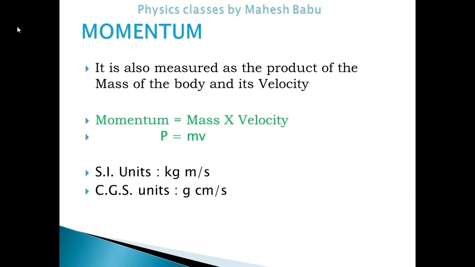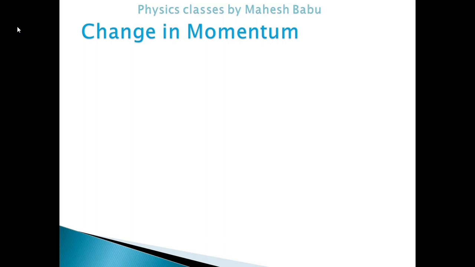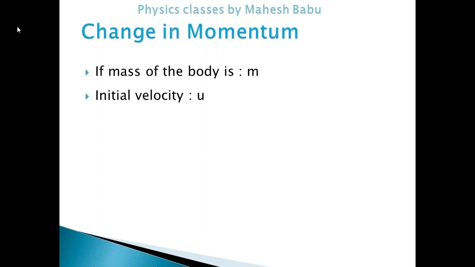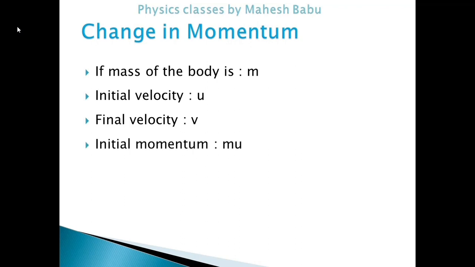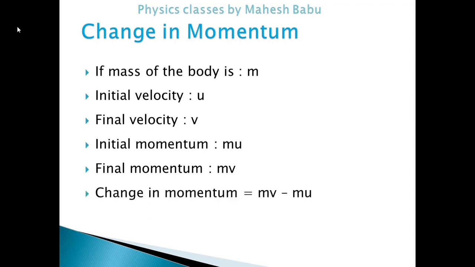Now, if a force acts on a body, the velocity of the body also changes, no? So when velocity changes, momentum also changes. Change in momentum: if a body of mass m moving with initial velocity u, after applying some force, has final velocity v, then initial momentum is mass into initial velocity, mu, and final momentum is mass into final velocity, mv. Then change in momentum is final momentum minus initial momentum, mv minus mu. If you take m common, it is m into v minus u.